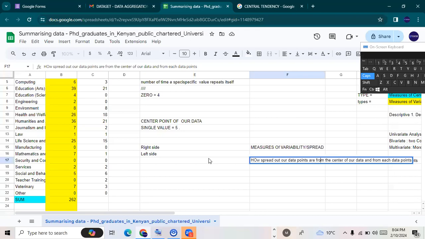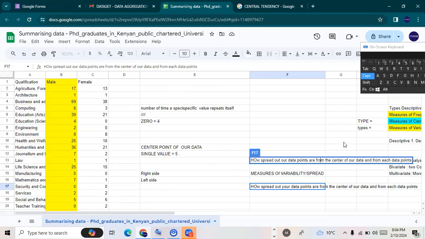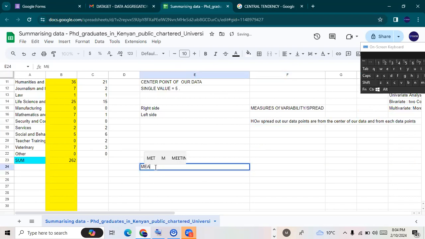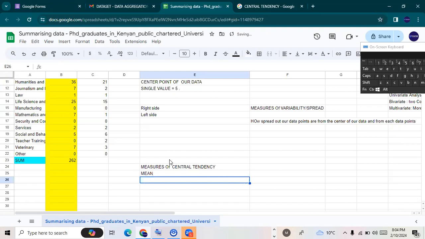Now, if we come back to the measures of central tendency, we are going to look at three things. Measures of central tendency. Now, to look at the center, you always have to look for something called the mean. You look for the mode and you look for your median. This is going to get confusing as we continue.